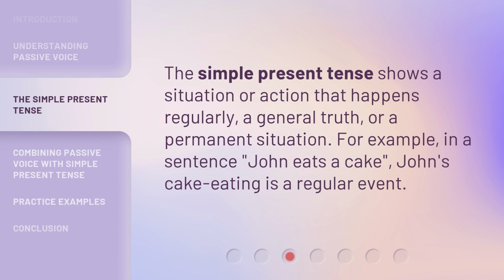The simple present tense shows a situation or action that happens regularly, a general truth, or a permanent situation. For example, in a sentence, John eats a cake. John's cake eating is a regular event.